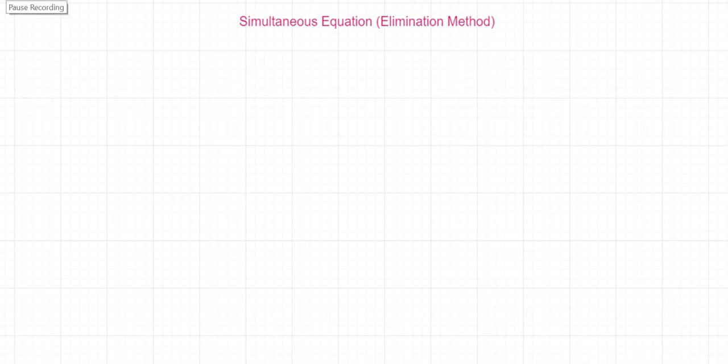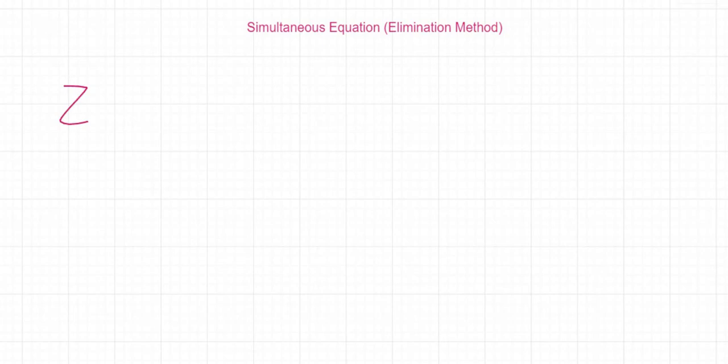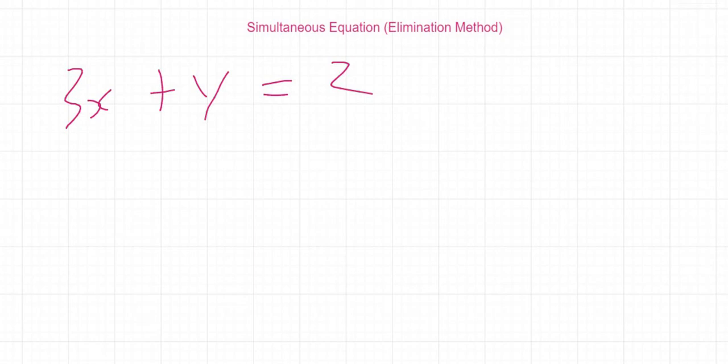So we're looking at simultaneous equations. Simultaneous equations are just a pair of equations that have variables in them. It could be any variable at all, but at least two variables. And we actually want to solve for the values of these variables.